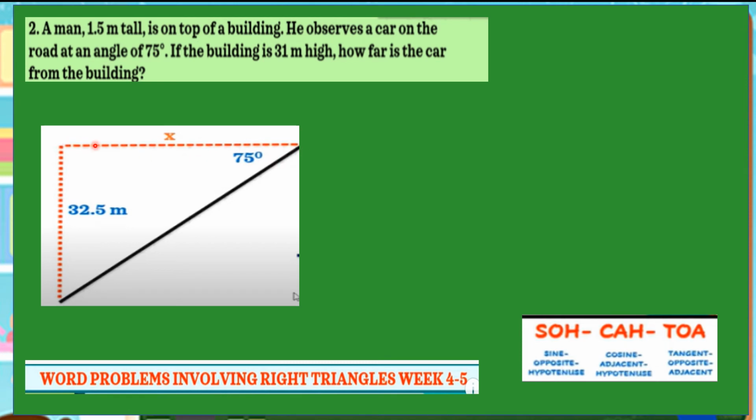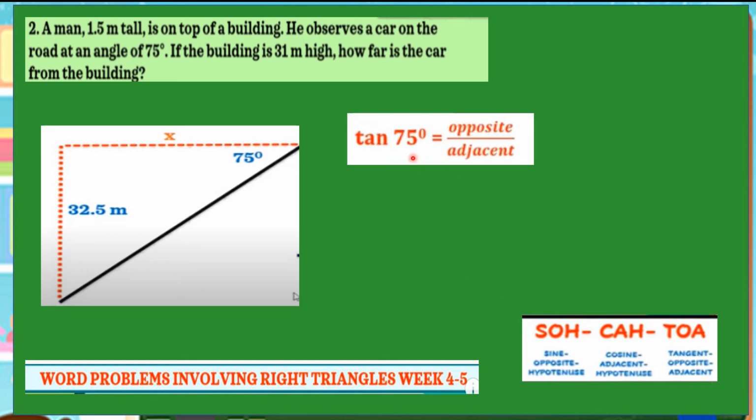Pwede din natin gamitin yung horizontal line of sight. Distance between the car to the building, which is x. So, ano kaya ang pwede natin gamitin? So, yung x natin is the adjacent side of the given angle, 75 degrees, at itong opposite side. So, adjacent, opposite, ano kayang trigonometric function ang gagamitin natin? So, opposite and adjacent, we are going to use tangent.